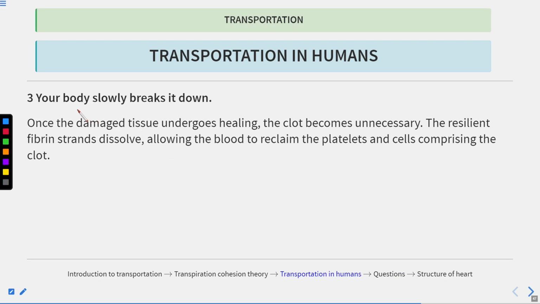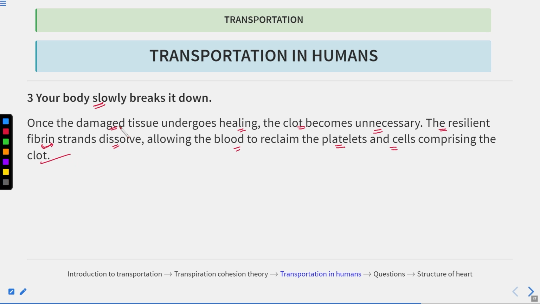The next step, or the final step, is that the body breaks down this clot. Now the clot is formed, the wound is healed, and after that you have to eliminate this blood clot. Once the damaged tissue undergoes healing, the clot becomes unnecessary. The resilient fibrin strands dissolve, allowing the blood to reclaim the platelets and cells comprising the clot.